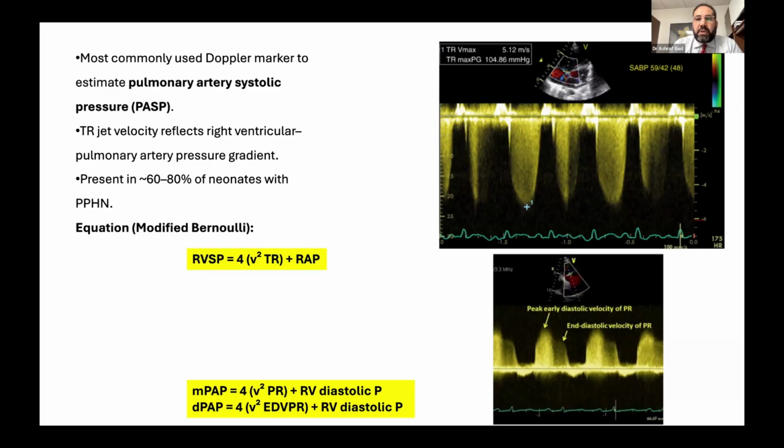Like we mentioned, in 1/3 of the cases, the TR jet is not appreciable. So we have to try to look for other measures. PR jet, for example, is another way of doing it, but it's not easy to get, and it's a diastolic phenomenon, and it gives us the mean and diastolic pulmonary artery pressure through this measurement.